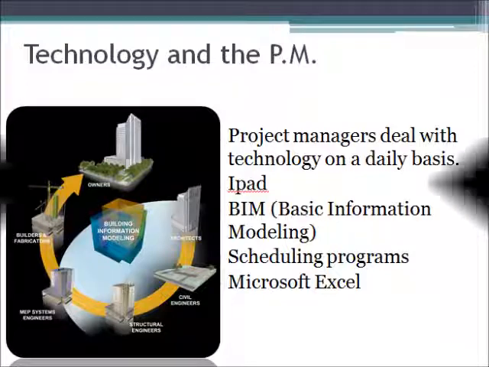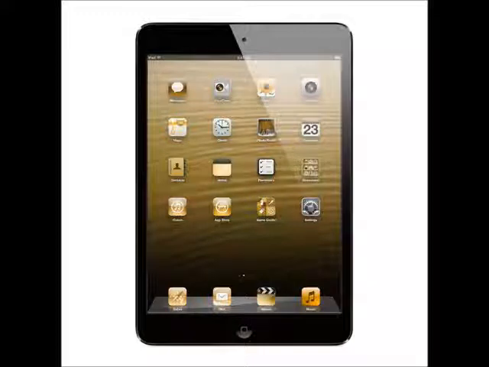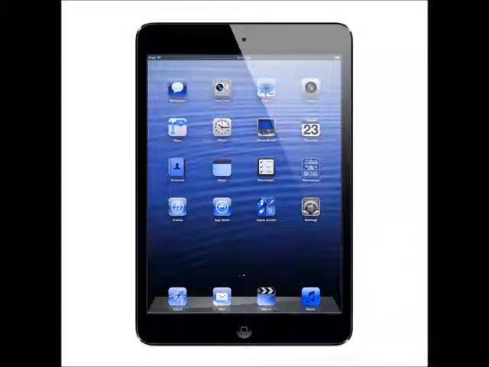iPads. Some project managers like to use iPads when they are in the field instead of having to carry around 300 pages of blueprints. What you're starting to see on the job sites here in the last decade, or since the iPad's been out, is project managers using iPads to look at drawings.